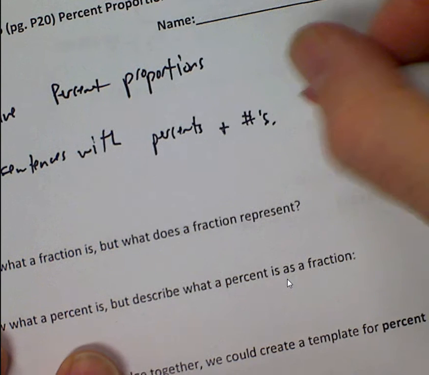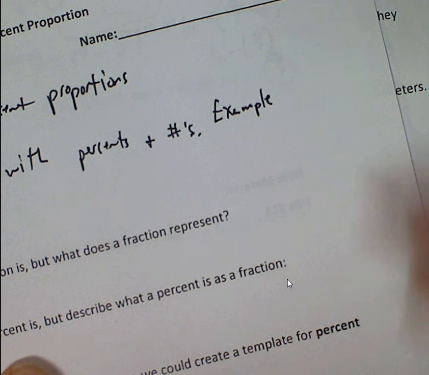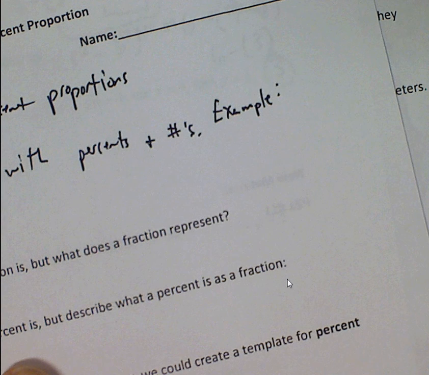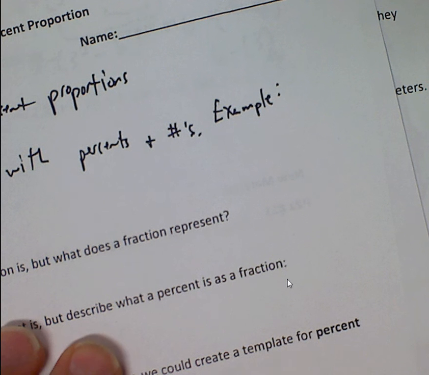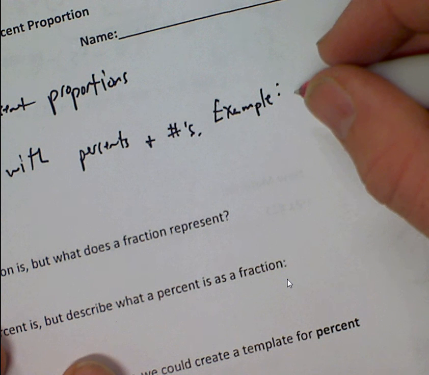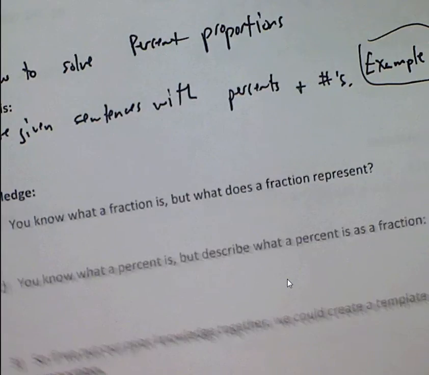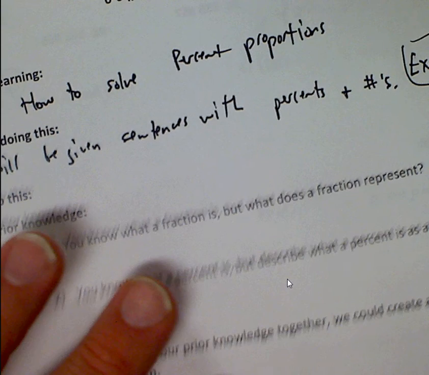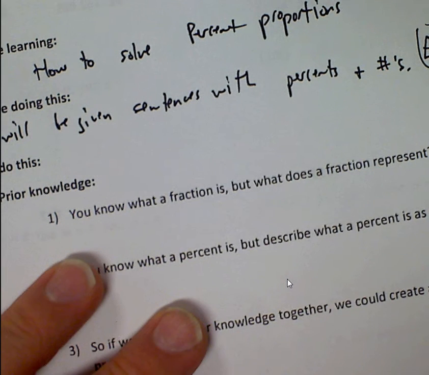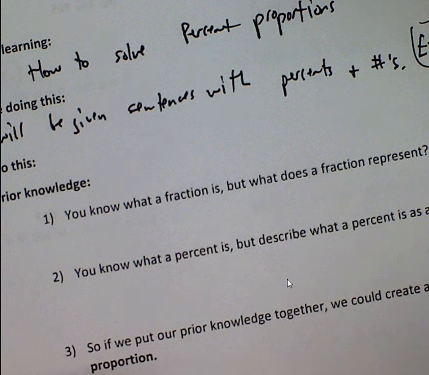And I'm going to go ahead and say example. We could go ahead and find out how much I need to get on a test to get like a 93%. So instead of writing that out, I'll just say that out loud. If I want to get a 93% on a test, how many am I going to have to get out of, let's say, 34 questions? We're going to be able to answer that today.